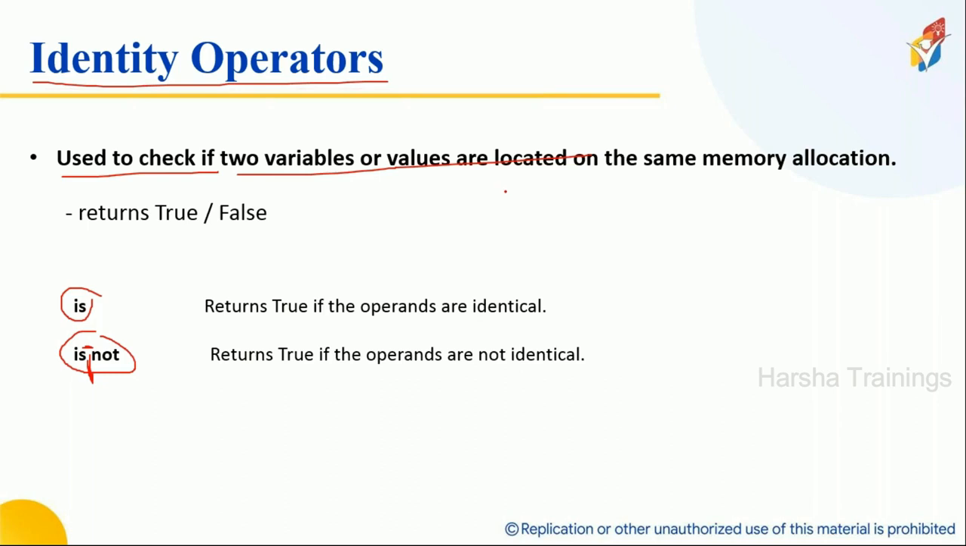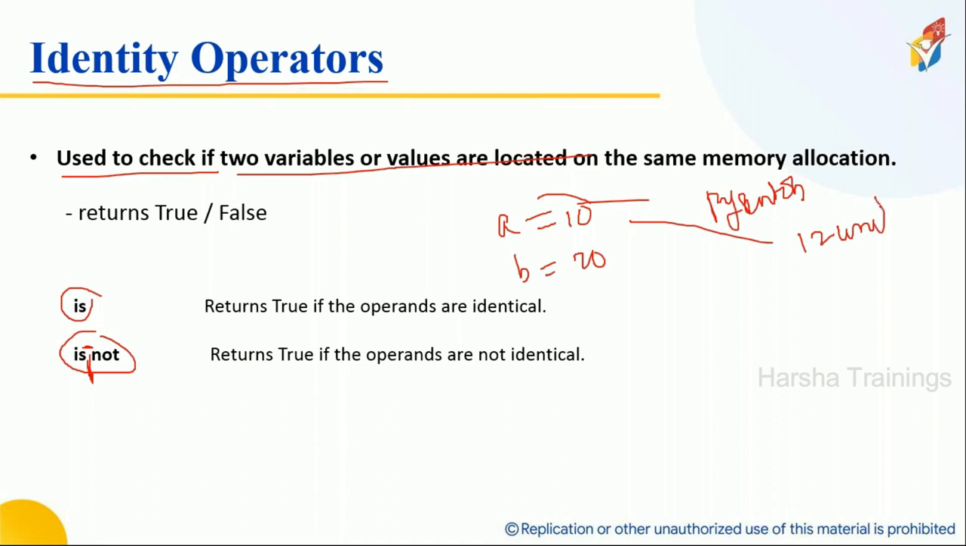For example, I will take a equal to 10 and b equal to 20. Whenever I do this, internally in memory it creates an int object, and a unique 12-digit identifier is stored in memory for variable a. Here I declare one more variable, so one more unique 12-digit number is created for b.